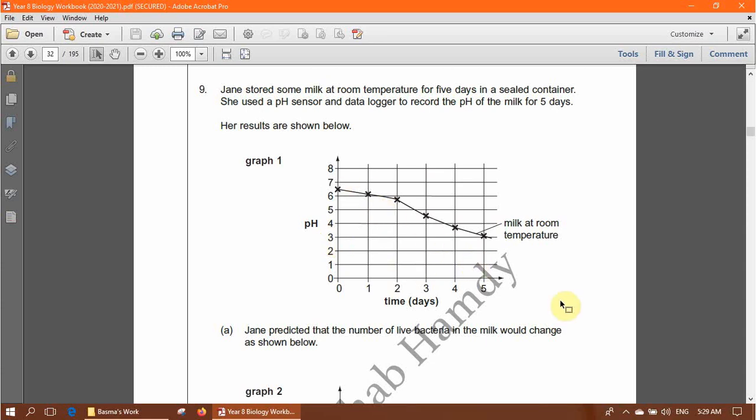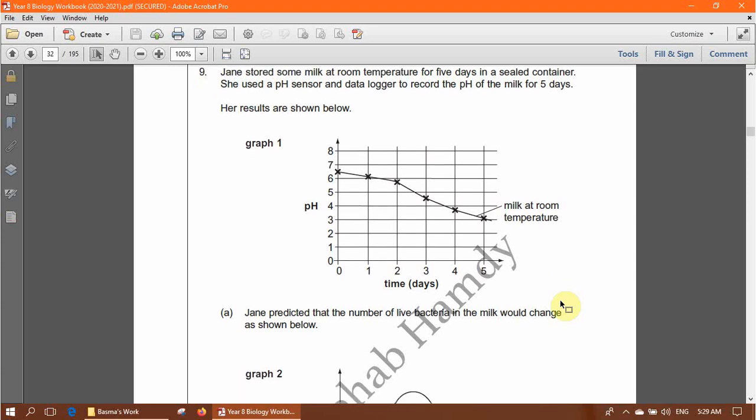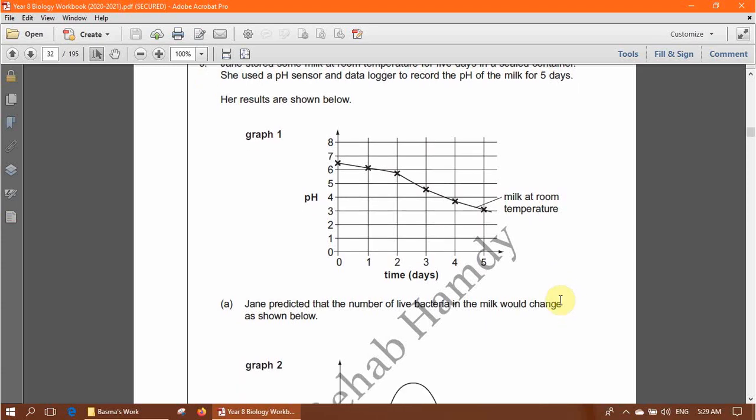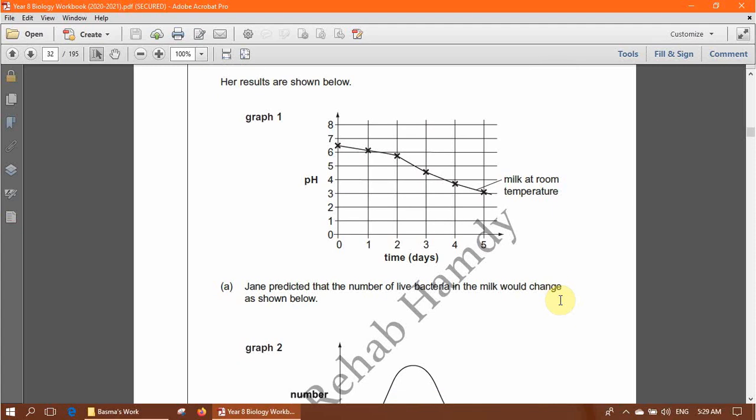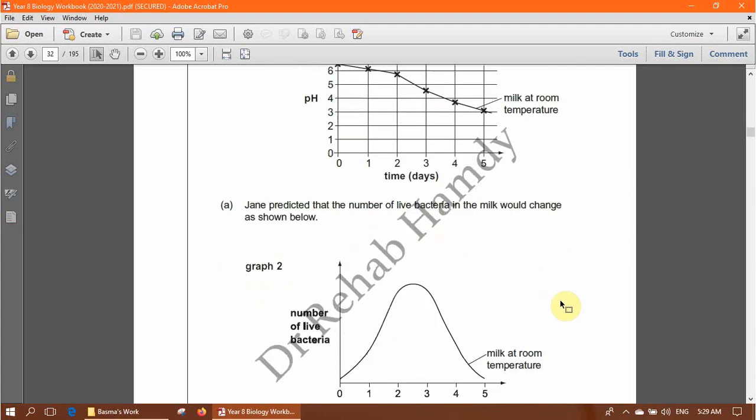This decreases the pH. It feeds on the lactose and uses it in respiration, so breaks it down to get energy, and lactic acid is also produced with the energy, which decreases the pH. And then she predicted the number of the live bacteria.